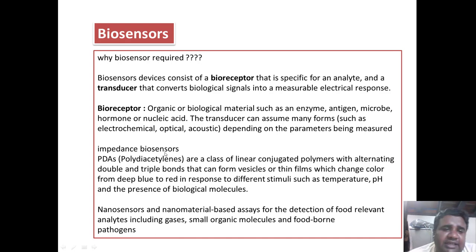The recent ones are the PDAs. Polydiacetylenes are a class of linear conjugated polymer with alternating double and triple bonds that can form vesicles or thin film which changes color from deep blue to red in response to different stimuli such as temperature, pH, and presence of biological molecules. Nowadays, nanosensor and nanomaterial based assays for detection of food relevant analytes including gases, small organic acids, and foodborne pathogens are in application, or you can say scientists are doing research.